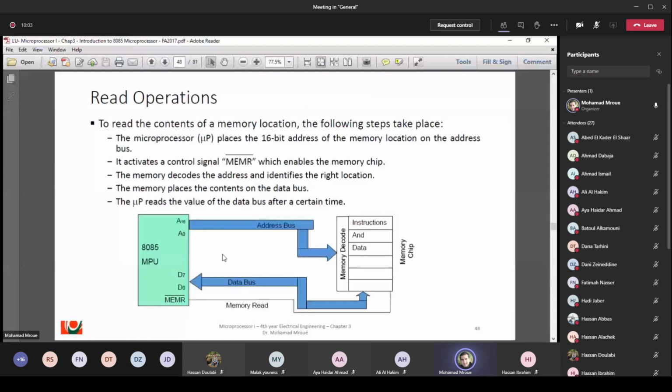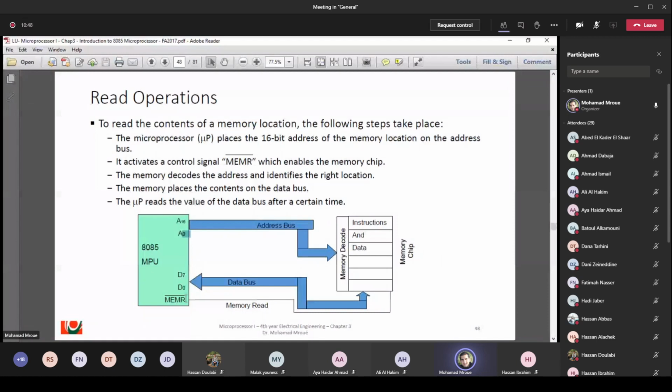Okay. Now the read operations. To read the contents of a memory location, the following steps take place. Here we have the memory and here the microprocessor, and we have the address. Here, from A15 down to A0. Okay, not A16, A15 has a mistake. The data is 8 bits, the address is 16 bits. And we have a control signal, which is the memory read signal. Why do we have a bar above it? Because it is active low, meaning initially it is at 1, and to activate the memory and in order to read, memory read must be at logic 0.